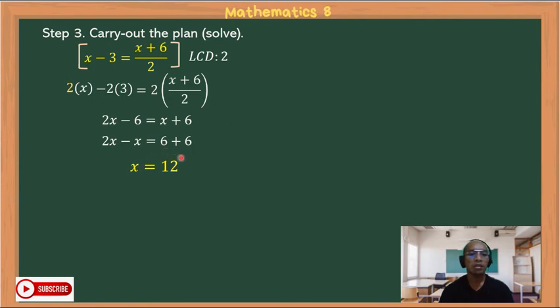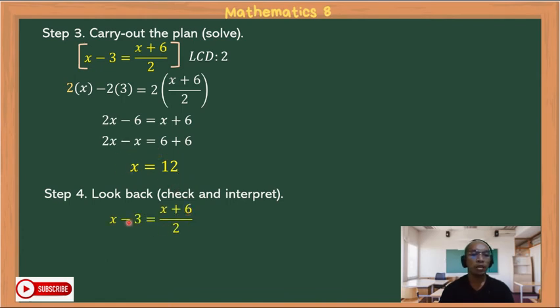Then 6 plus 6 is equal to 12. So to verify that this is correct, we have to check. Present age would be equal to half of his age 6 years after. So if x is 12, minus 3, that would be (12 plus 6) over 2. So 12 minus 3 is 9. Then 12 plus 6 is 18, divided by 2 is 9. 9 is equal to 9.